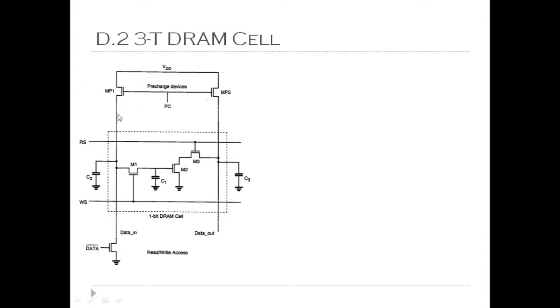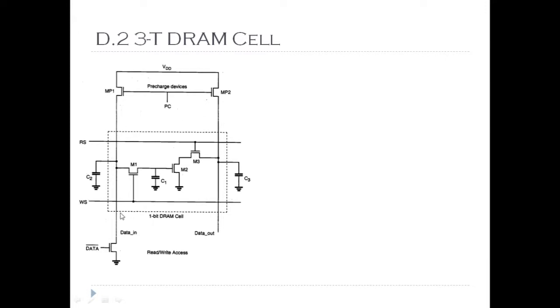Now you can see here there are two columns. One is called the data in column and another is called the data out column. Like in the 6T SRAM cell, there were two columns, one was column C and another was column C bar. Those were complements of each other, so these were complementary columns. But here these are not complementary columns, but one is the data in column and another is the data out column.